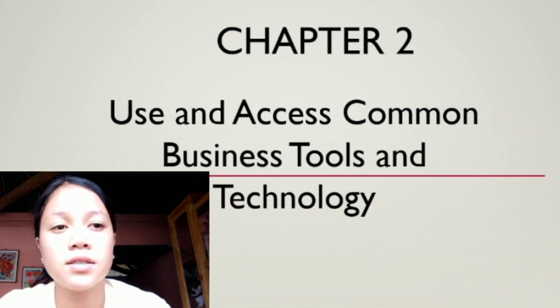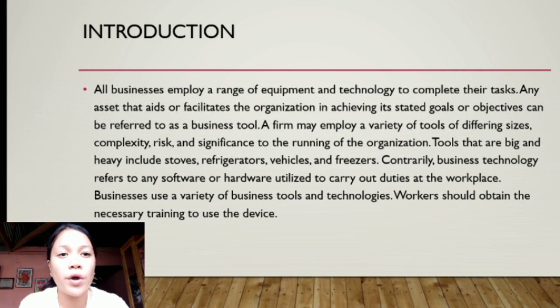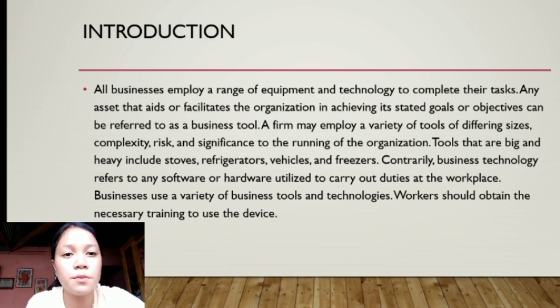Chapter 2: Use and access common business tools and technology. All businesses employ a range of equipment and technology to complete their tasks. Any asset or facility that an organization uses in achieving its stated goals or objectives can be referred to as a business tool. A firm may employ a variety of tools of differing sizes, complexity, risk, and significance to the running of the organization. Tools that are big and heavy include stoves, refrigerators, vehicles, and freezers.